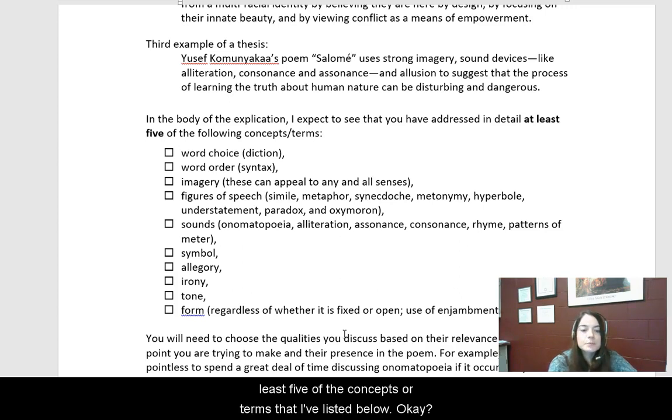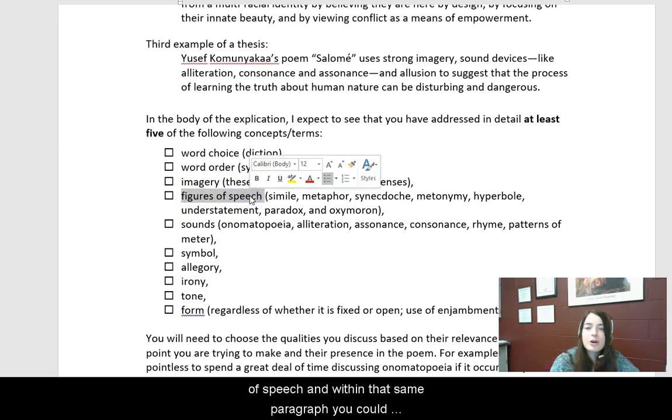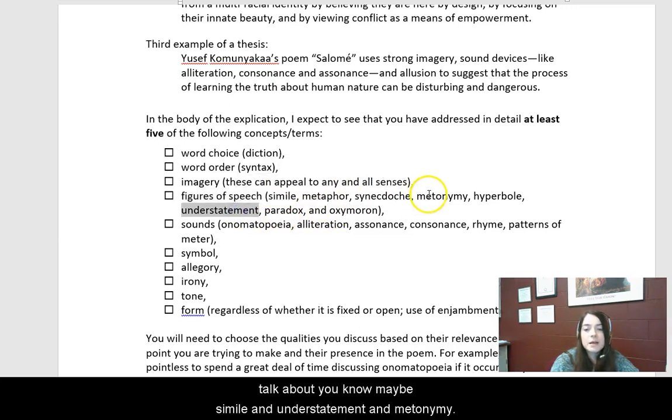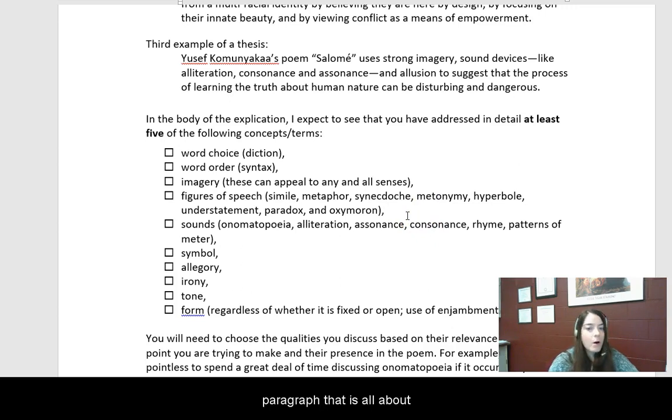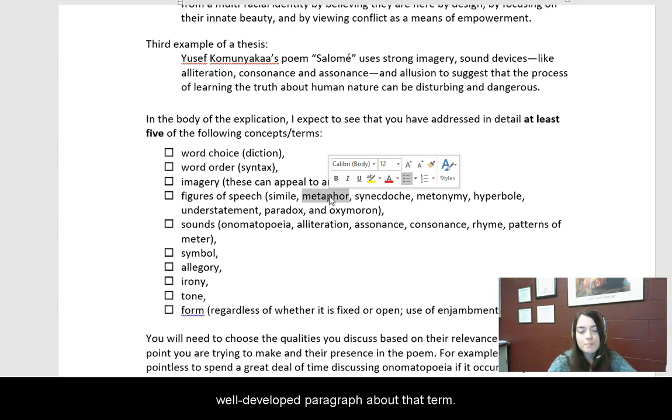Okay? So, it would be possible, let me just say this, it would be possible to have a paragraph that covers figures of speech. And within that same paragraph, you could talk about maybe simile and understatement and metonymy. Okay. The only way that you would probably want to have a paragraph that is all about one of these specific terms would be if you have so many instances of that single term occurring in the poem that you can make a really sizable, well-developed paragraph about that term.